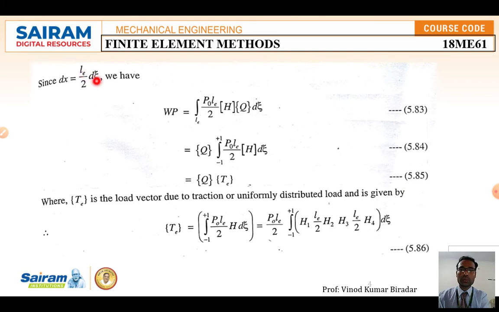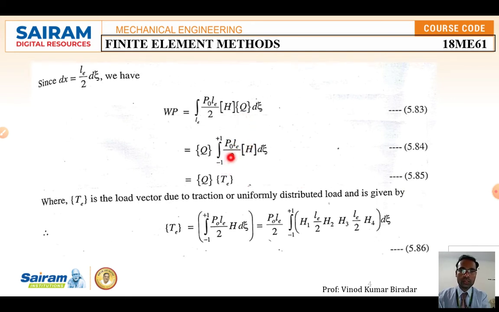So substituting in this equation, the work potential is equal to the integration of P naught Le by 2 H Q d zeta. Here Q is the displacement, so take it common. So integrate from -1 to +1 P naught Le by 2 H as it is d zeta. This is equation number 1, this is equation number 2, with Q, and let us consider this as T. T stands for the load vector due to traction or uniformly distributed load. So this T is due to the uniformly distributed load.